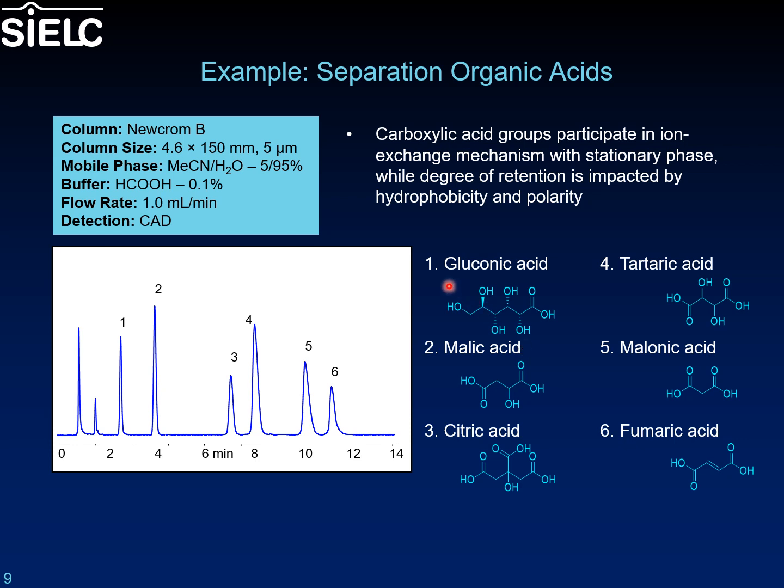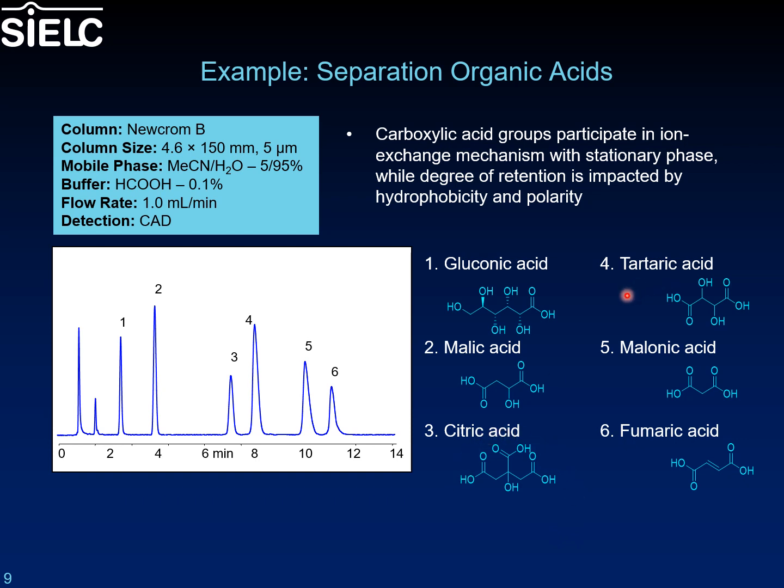This is why gluconic acid is the first compound to elute from this column, as it contains 5 hydroxyl groups in its alkyl chain. The next compound to elute is malic acid, which contains two ionizable carboxylic acid groups and a single hydroxyl group. The next acid is citric acid, which contains only one hydroxyl group, but three different carboxylic groups.